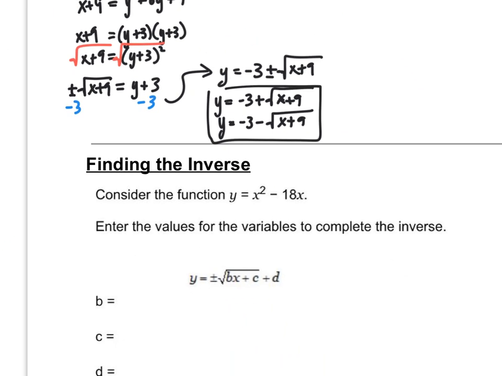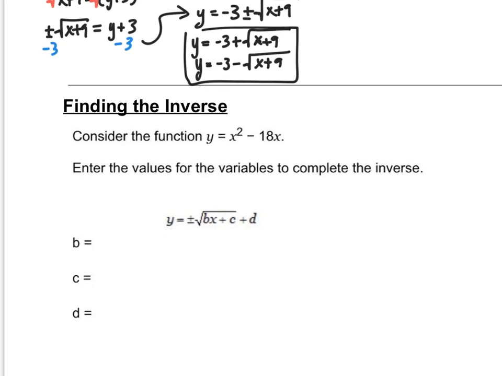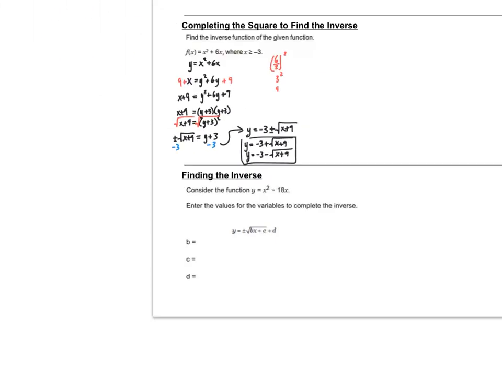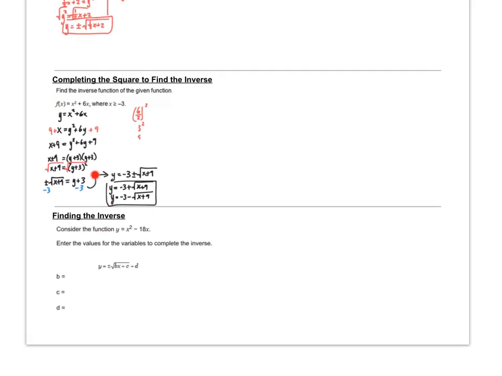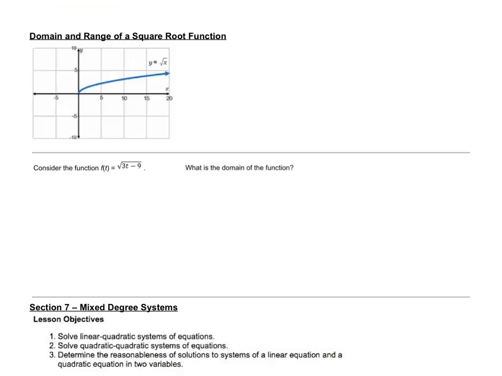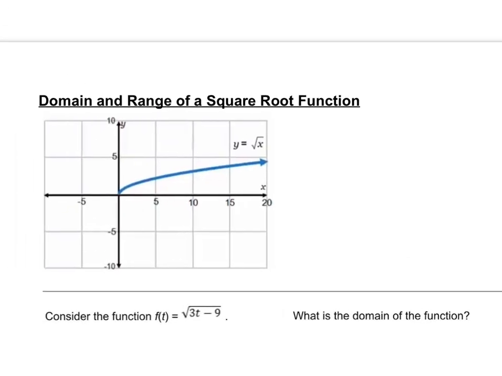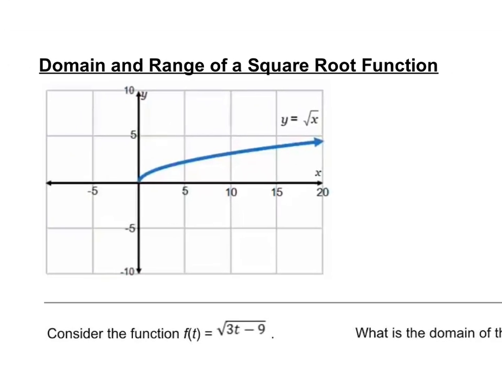Let's go ahead and skip this last one. This last one is the same thing as this top one. I just want to move on from here, because the big thing that I want to talk about is the domain and range of a square root function. Looking at the graph of the square root function, my domain goes from values of x that are greater than or equal to 0, and my range does the same thing: the y values are greater than or equal to 0.